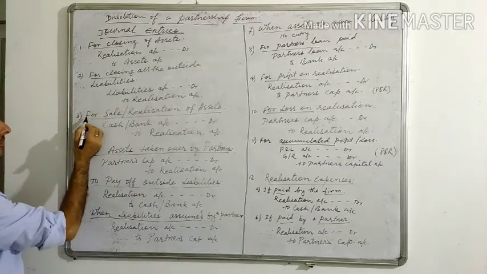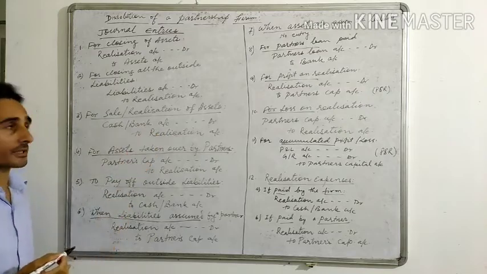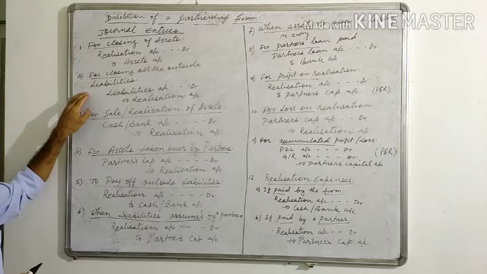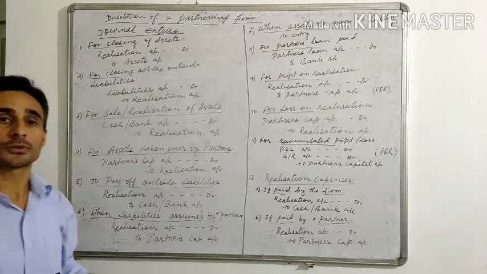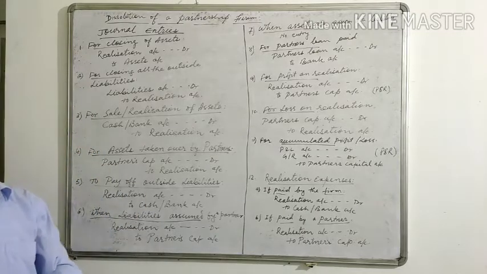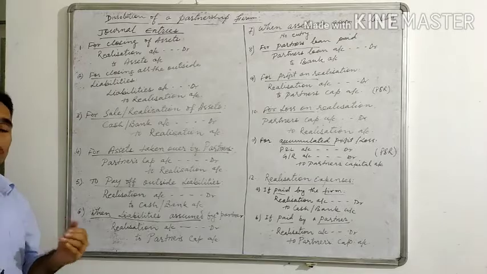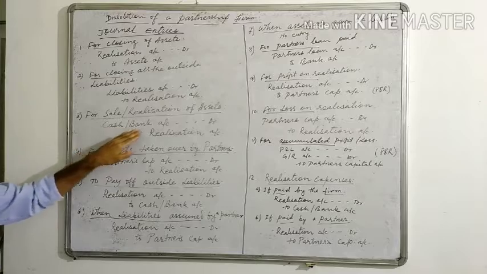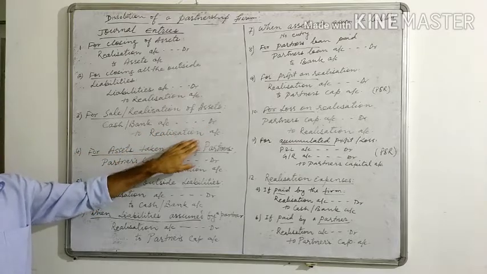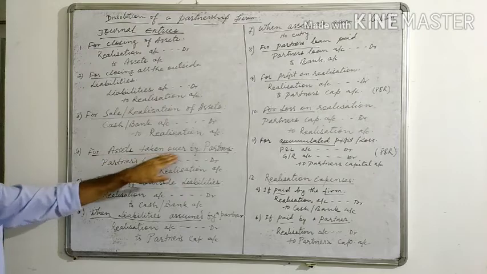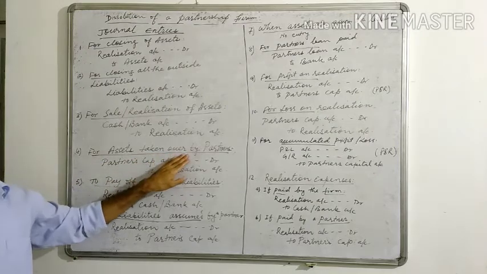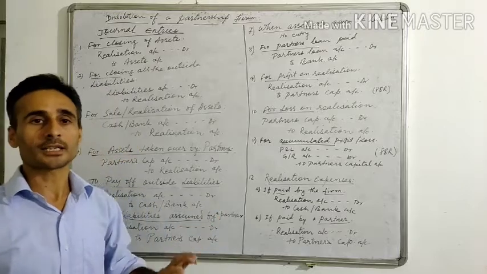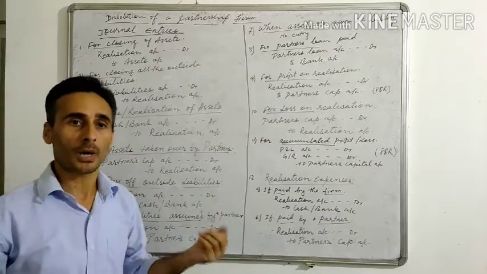Then number 3, for sale or realization of assets. So once the assets and liabilities are transferred to realization account, then next step is to sell the assets and pay off the liabilities. So you need to pass the entries for that. So this is sale of assets. So cash account or bank account debit to realization account. For assets taken over by partners, yes, when the firm comes to an end, either the assets have to be sold or the assets are taken over by the partners.